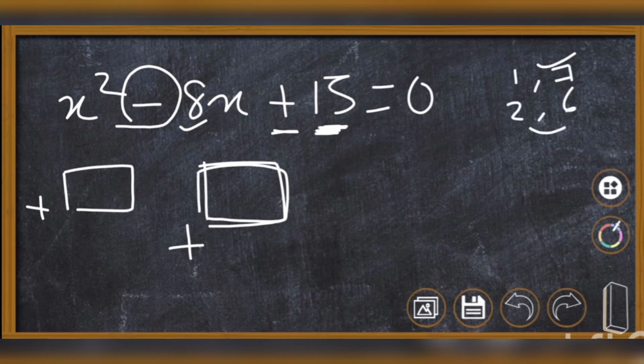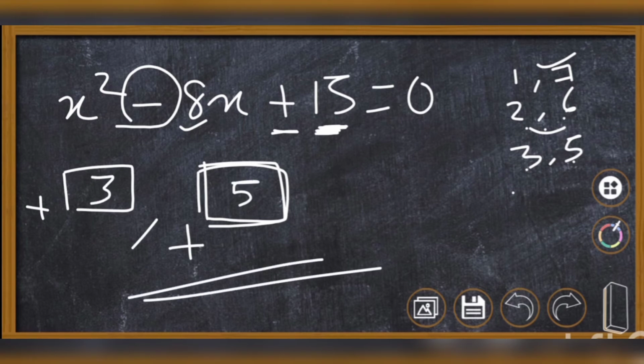Okay, we can see this and know whether the roots are positive or negative. Now how do we get it? 1 and 7, 2 and 6, 3 and 5. Now 3 into 5 is 15, so we got plus 3 and plus 5 as the roots.